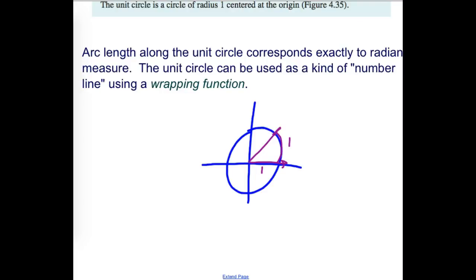The unit circle can be used as a kind of number line using a wrapping function. In other words, if I were able to take a ruler or tape measure and curve it, I can start with it right here and just start wrapping it around going in the positive direction. Or if I wanted to, I could go in the negative direction. And if I lay that tape measure along the circumference, I basically can figure out how many radians I've moved.